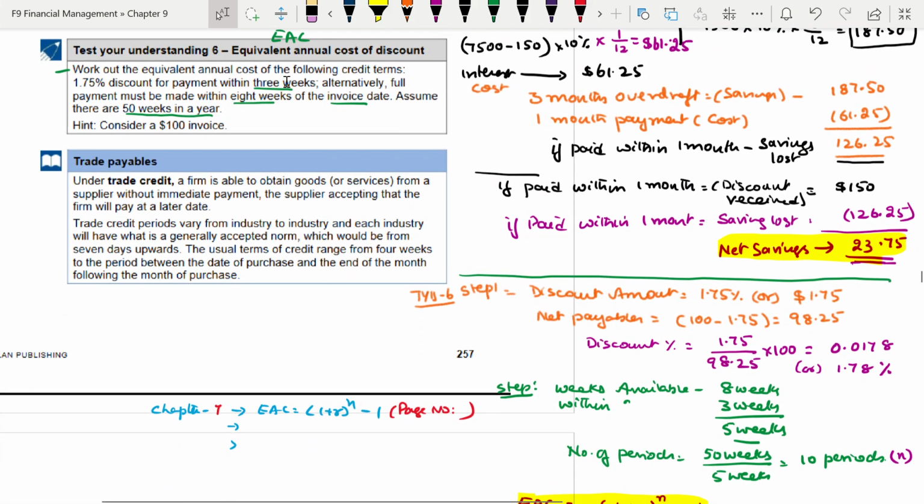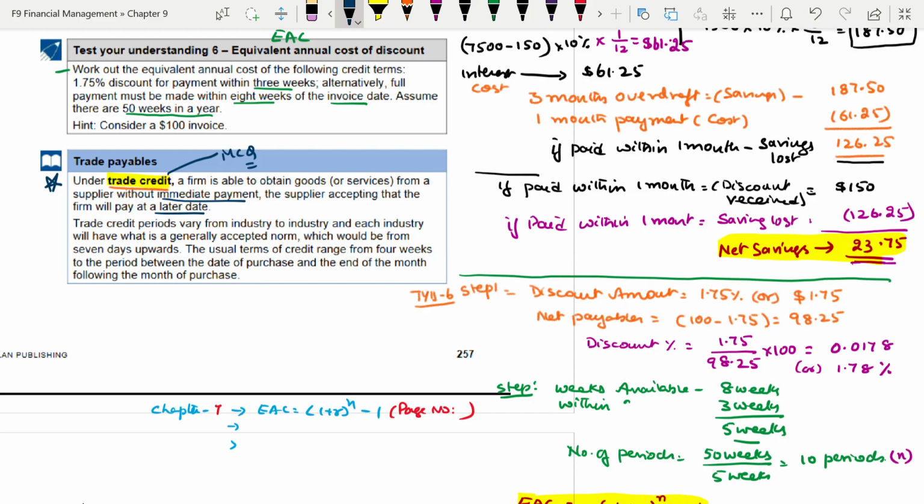Coming back to this, this is the payables. When you are talking about the payables under trade credit, wherever they have given you bold letters, keep it in mind. These are the important terms. Wherever they are given in bold letters: a firm is able to obtain goods from the supplier without immediate payment, the supplier accepting that the firm will pay at a later date. It is called trade credit. This they will use somewhere in MCQ. Wherever there is a bold letter, 100%, you have to be very cautious.